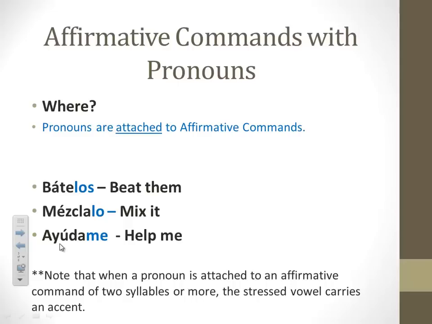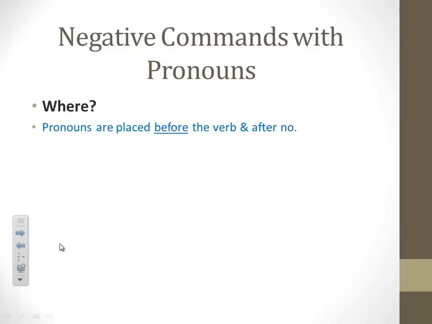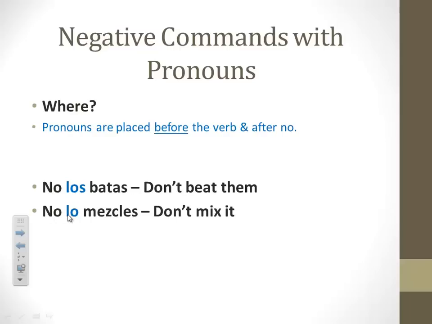Okay, go down to section 3 on your note guide. Let's talk about negative commands with pronouns. Again, where do they go? The pronouns come before the verb, okay, before the command, and right after the word no. Let's look at these examples. No lo batas. No lo mezcles. Y no me ayudes.